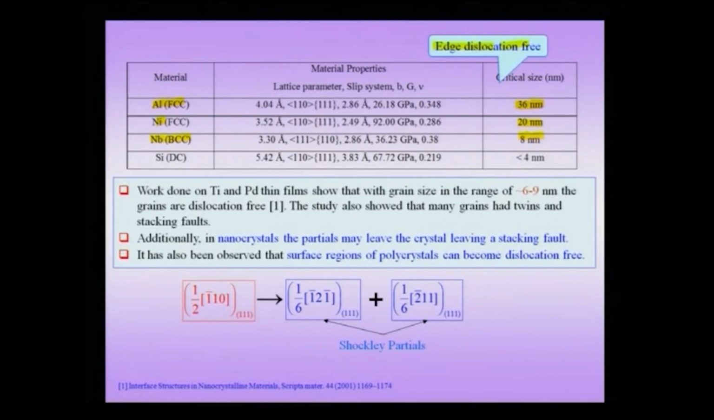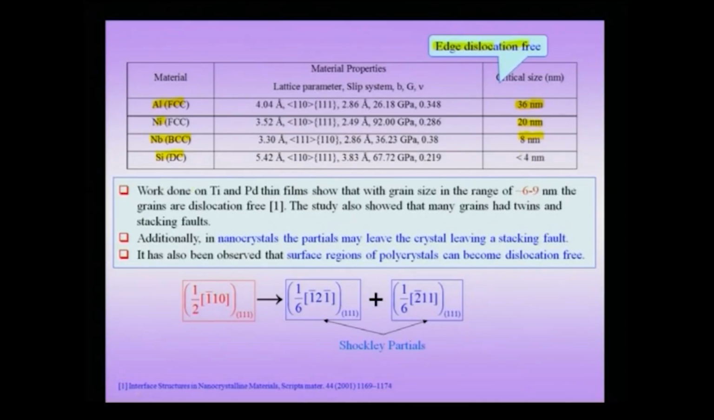And even when niobium at 8 nanometer is expected to become edge dislocation free, screw dislocations will persist in the crystal. And silicon of course is covalently bonded with a diamond cubic structure, it has a very large Peierls stress, and there is no experimental evidence so far to actually determine when it becomes completely spontaneously dislocation free.